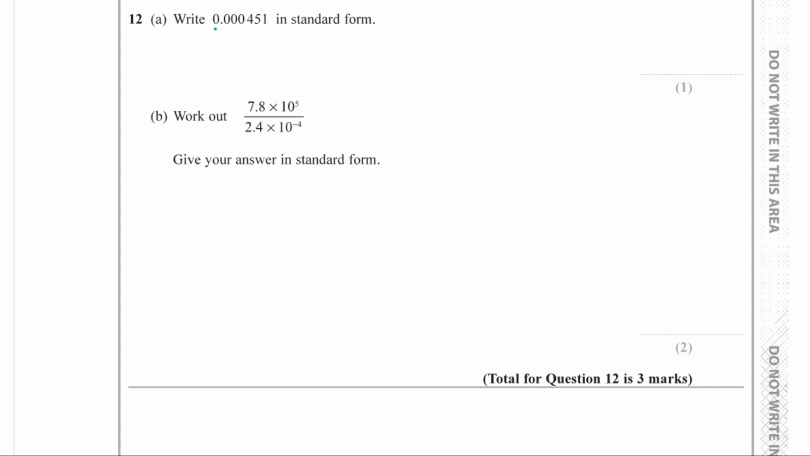0.000451 in standard form. And so this is in the 10,000s here. There are 4 zeros before the number. So we can say 4.51 times 10 to the negative 4.